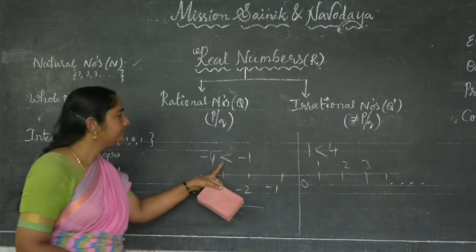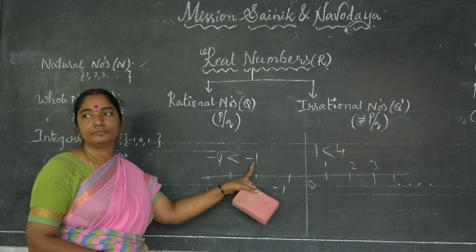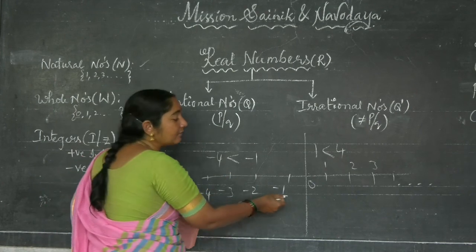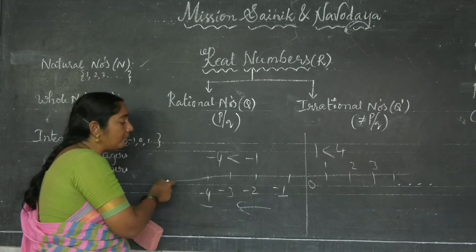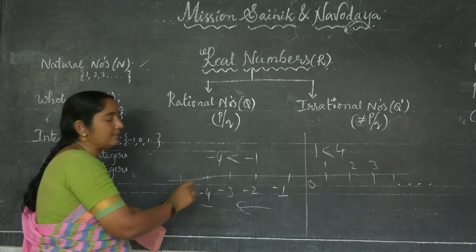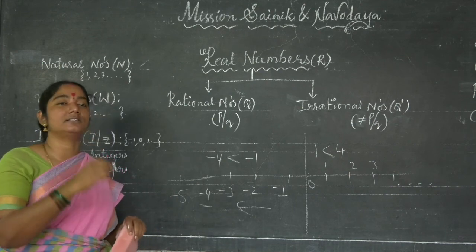But here, minus 4 is less than minus 1. So in this case, minus 1 has a value more than minus 4. When you keep on moving, the value will decrease. The number is increasing, but because of the negative sign, its value is less.